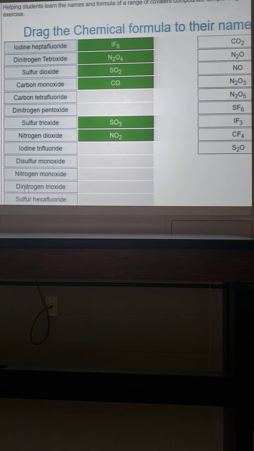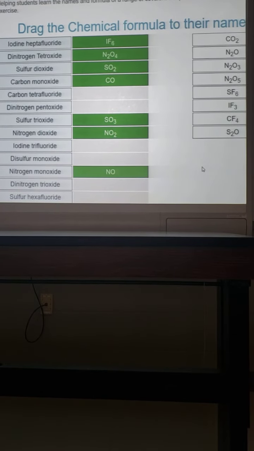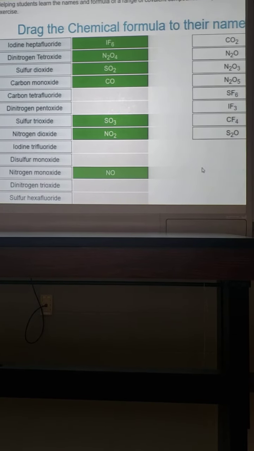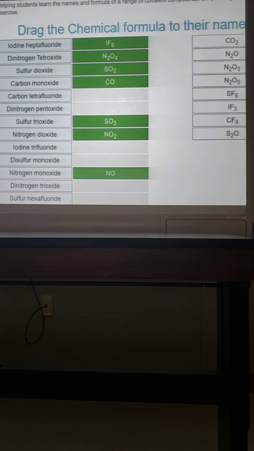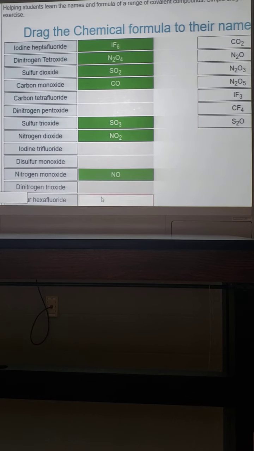Layla, you have a question? Oh, okay. Let everybody go first. Garrett, you pick. NO is nitrogen monoxide. Okay. Third from the bottom. Why is it hard to find? Is there more down? You scroll down. SF6 is sulfur hexafluoride. You sound so smart when you say these.